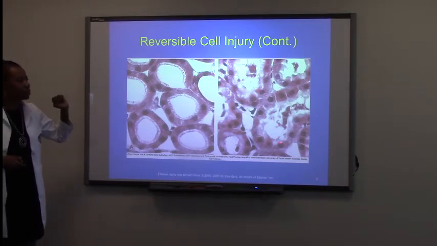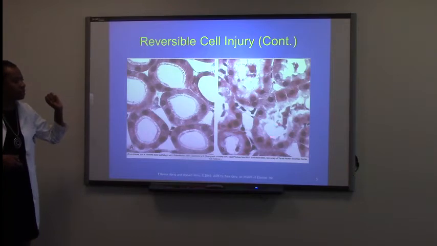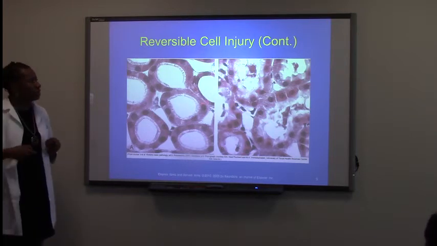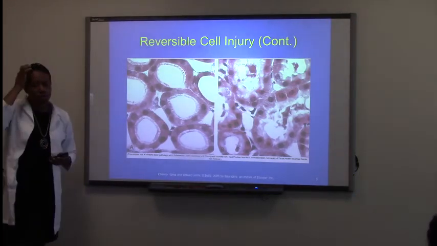So in any event, they're showing you here the swelling, and not only that, if you look at the lumen here of this kidney tubule, it's actually decreased because of so much swelling that has occurred. So that's a very good example of showing you hydropic swelling.